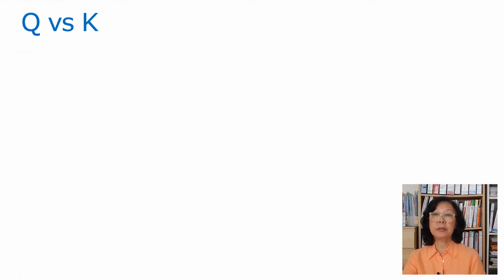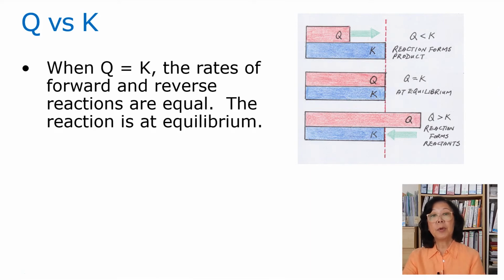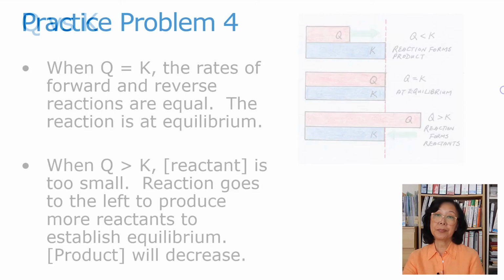In the second one, where Q is equal to K, the rates of forward and reverse reactions are the same. The reaction is at equilibrium. Now in the bottom diagram, where Q is greater than K, the reaction has gone beyond equilibrium. That means the reactant concentration is way too small. The reaction needs to go back to the left to produce more reactants to reestablish equilibrium, and product concentration will decrease.